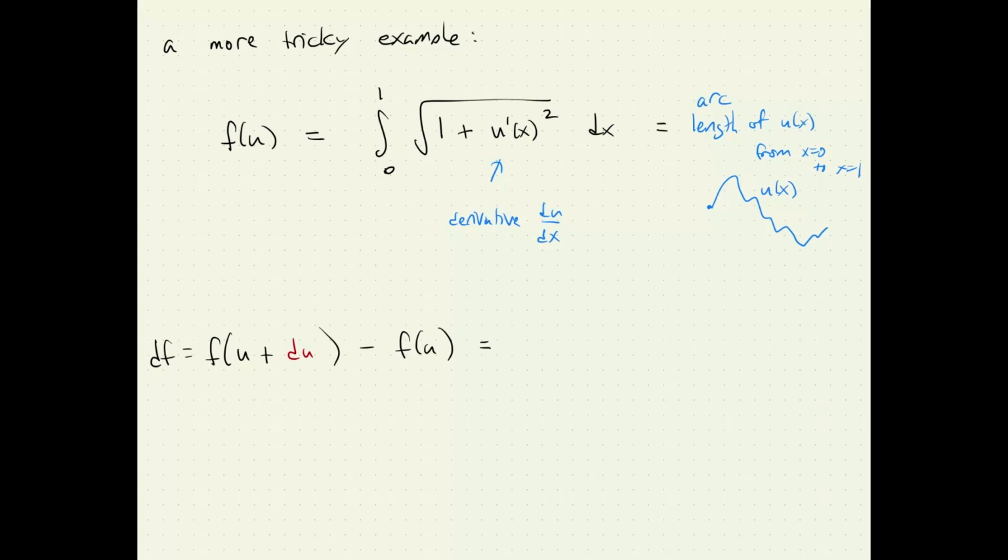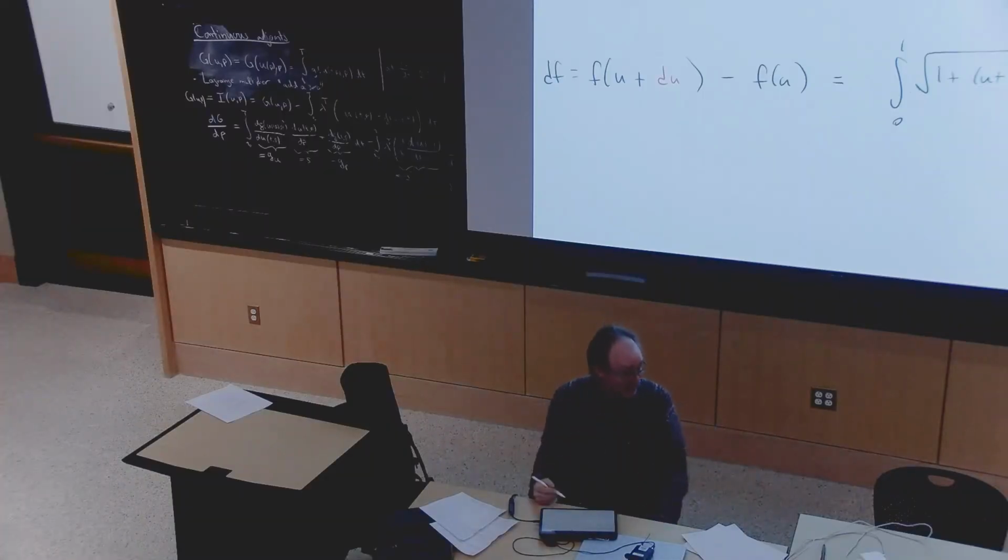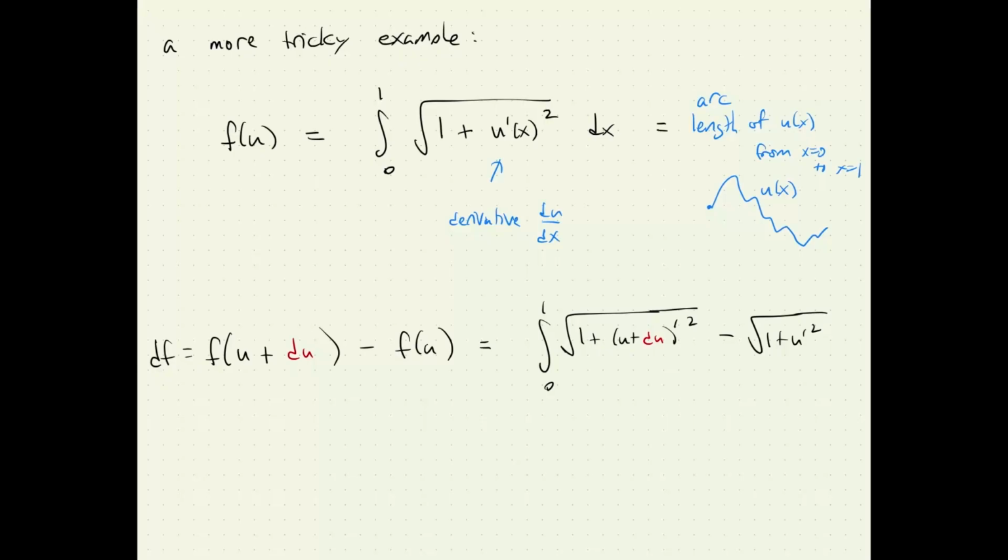And what's this going to be? It's the integral from 0 to 1 of the square root of 1 plus (u plus du) primed squared, minus the square root of 1 plus u primed squared. So now we have to Taylor expand this. But now we have to assume that du is a differentiable thing, and its derivative is getting smaller and smaller as well. So I can do a first order expansion.